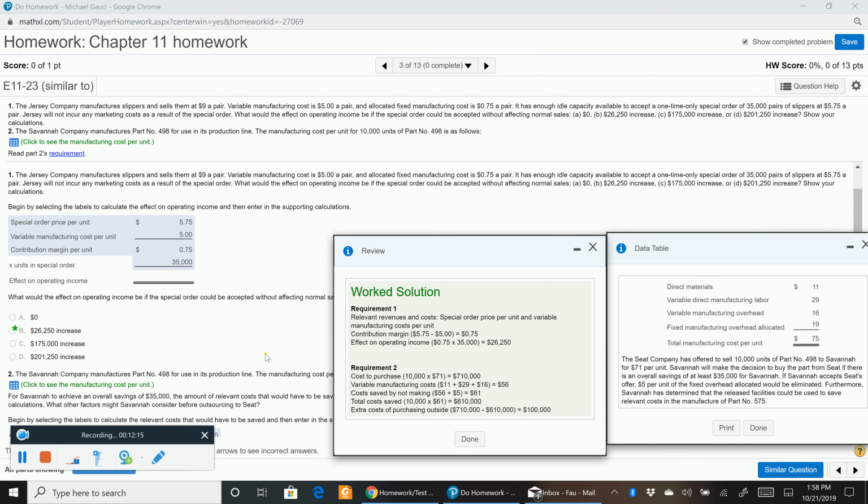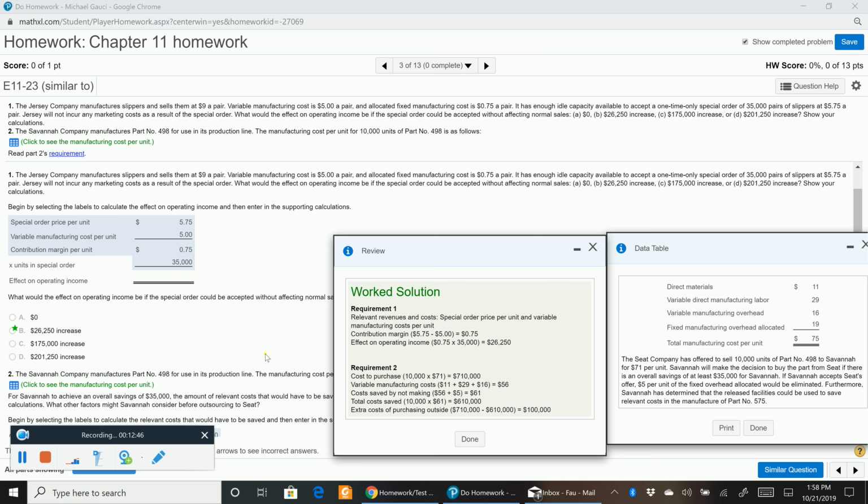Okay, in this next problem, we have 2 parts. And the bottom line is the same with all of these questions. We are analyzing the relevant revenues and costs. So number 1, we have a company called the Jersey Company. They manufacture slippers and they sell them for $9 a pair. Variable manufacturing cost is $5 a pair, and allocated fixed cost is 75 cents a pair.